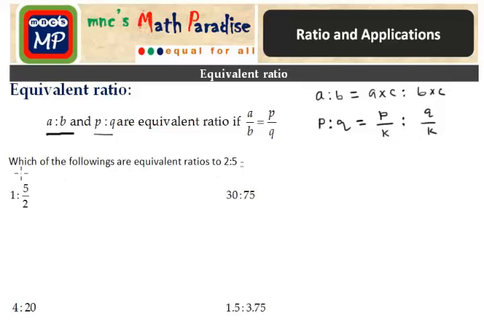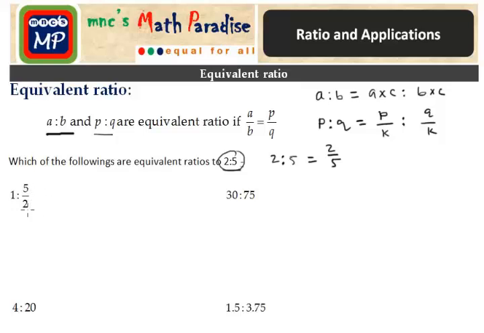One example here: which of the following are equivalent ratios to 2 ratio 5? So the given ratio is 2 ratio 5. We need to find out which of these 4 ratios will be equivalent to this ratio. So the given ratio 2 ratio 5, its equivalent fraction value is 2 divided by 5. We know that. Now for each of these ratios we will calculate its equivalent fraction value. If that equivalent fraction value is equal to this 2 divided by 5, then that ratio is equivalent to 2 ratio 5, otherwise not. Let us do one by one.